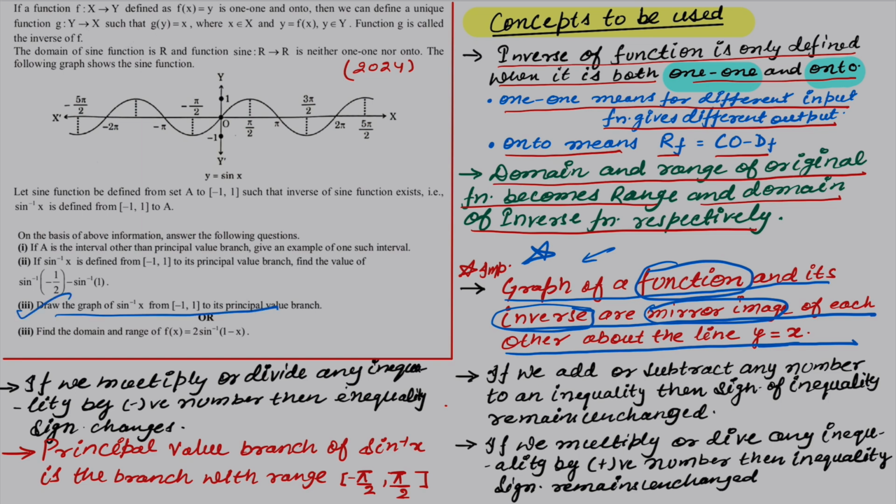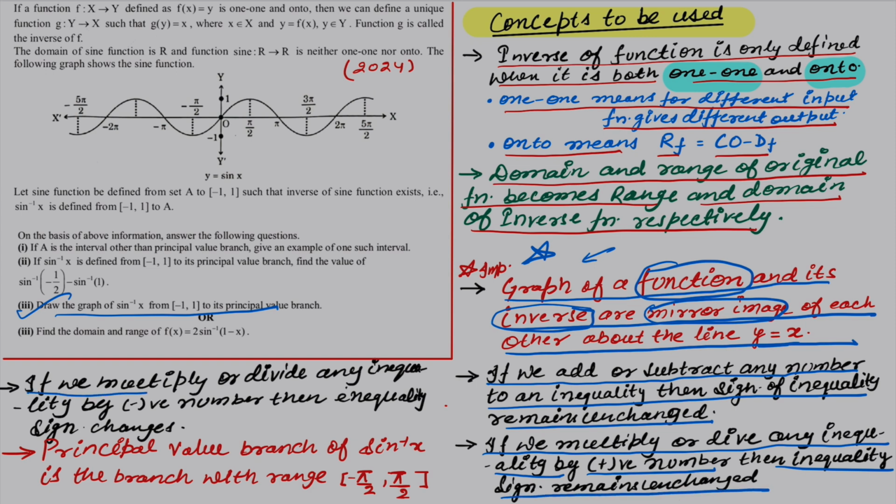Next concept is, if we add or subtract any number to an inequality, then the sign of the inequality remains unchanged. This concept is from class 11th only. Here I have written this concept for revision purposes. Next concept is, if we multiply or divide any inequality by a positive number, then the inequality sign remains unchanged.